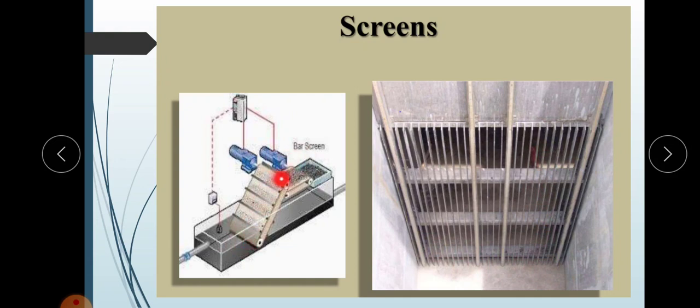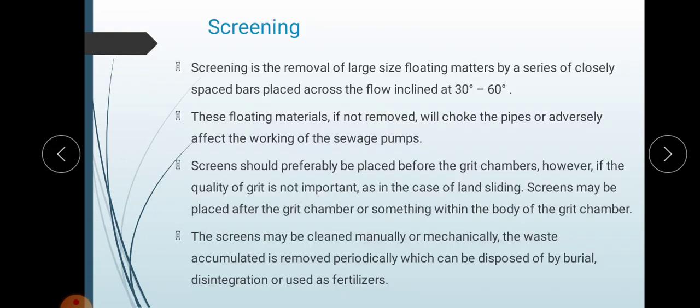Okay, so this is a screen. This angle is 30 to 60 degrees, that is, there are a number of bars, and the inclination is 30 to 60 degrees. And these floating materials, if not removed, will choke the pipes and adversely affect the working of sewage pumps. So these larger sized particles have to be removed in order to prevent the choking of pipes.